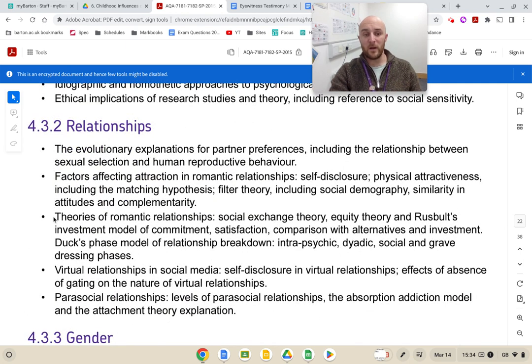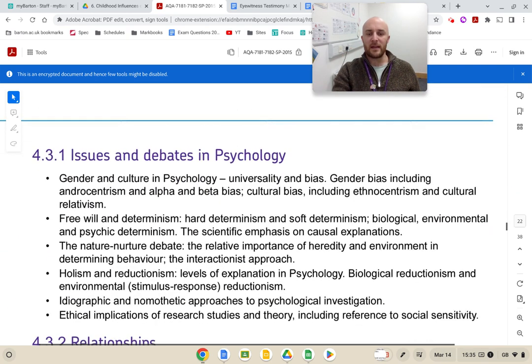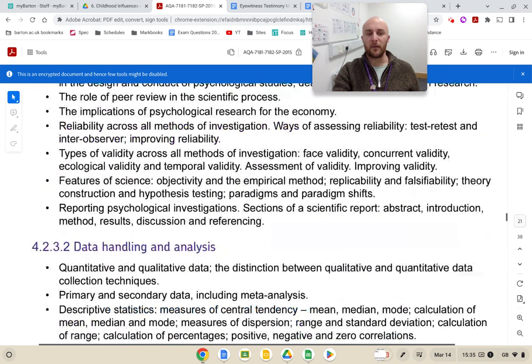Relationships, there's quite a few pieces of research. What happens if it comes up? I don't know. Discuss. Oh, I don't know if it will. I tell you what. Discuss research into factors affecting attraction in romantic relationships. Could you answer that question? So there's a lot here. There is a lot here to think about.